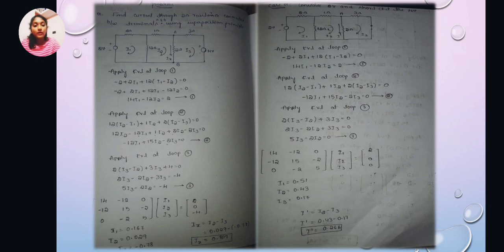And then 5 I3 minus 2 I2 is equal to minus 4, and we will consider this as equation 3. After getting all three equations, we will write all three equations in matrix form. After writing in matrix form, we will calculate the values of I1, I2 and I3. That is, I1 is equal to 0.167, I2 is equal to 0.029 and I3 is equal to minus 0.78.